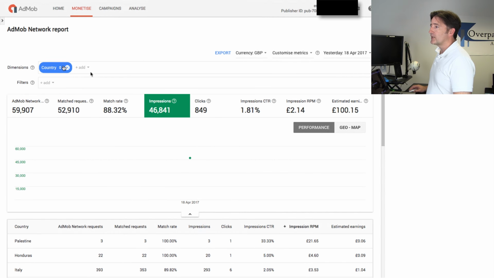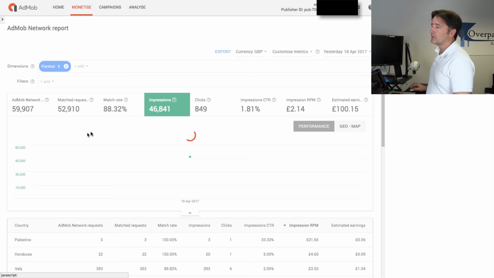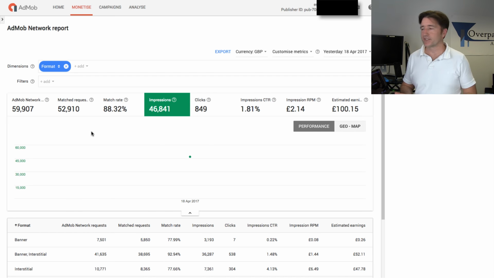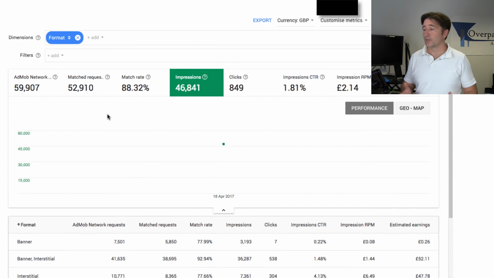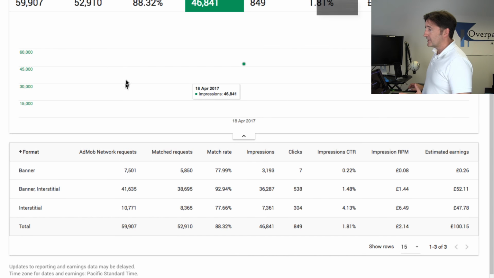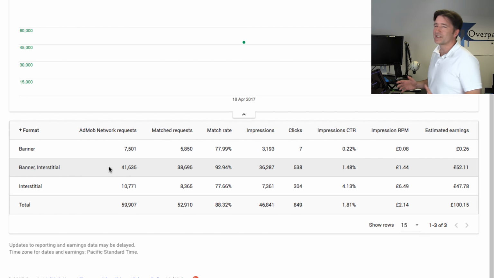Now let me go through and do it based on format, because that's the other thing we talk about: the difference between banners and interstitials. Interstitials do so much better. So here we go, based on yesterday. I've got this weird setting where I have banner, interstitial, and banner interstitial, which I think is a mix of the two. I don't know why they're being mixed. Maybe I've set it up wrong.